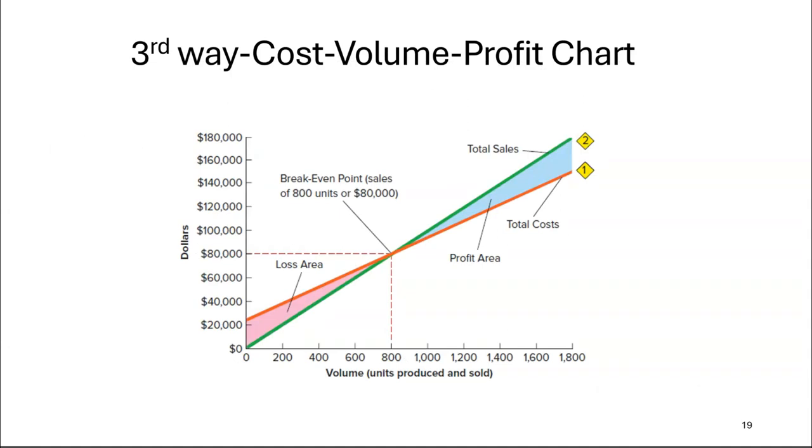Now, the third way is the cost, volume, profit chart. We don't go over this, but you can look it over in your book if you want to learn more about that. This concludes part 2 for chapter 5, and we have one more part.